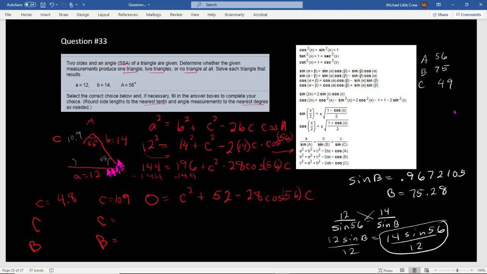Okay, so I'm kind of going with the angles. This side, 4.8, means that this angle here has to be a lot smaller, which means that B is going to be larger, probably. Okay, so we put this here as 49. This would be 75. And now, that's one solution.